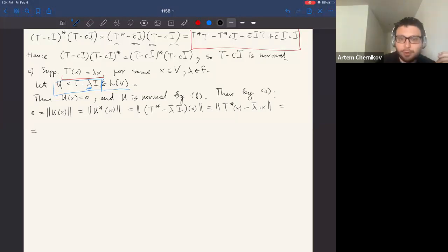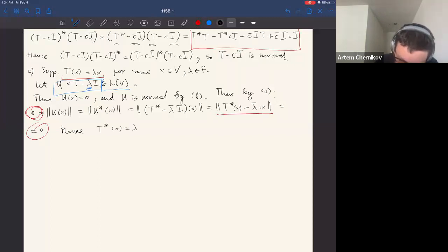But this norm is equal to 0 again, because we started with saying that this is equal to 0. So we get that the norm of this difference is 0. But this means that, again, because the only vector of norm 0 is 0, hence we have that T star of x is equal to lambda bar times x. And this is exactly what we wanted to show. So this shows that x is an eigenvector for T star with the corresponding eigenvalue lambda bar, where lambda was the eigenvalue corresponding to x for T. So this shows part C.